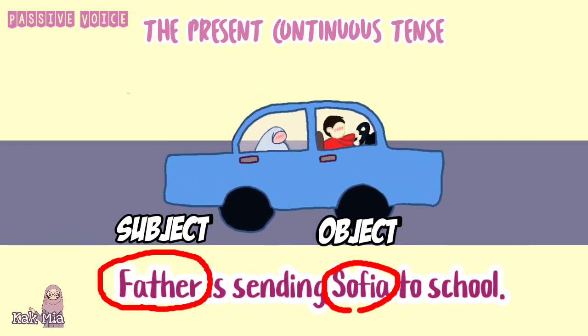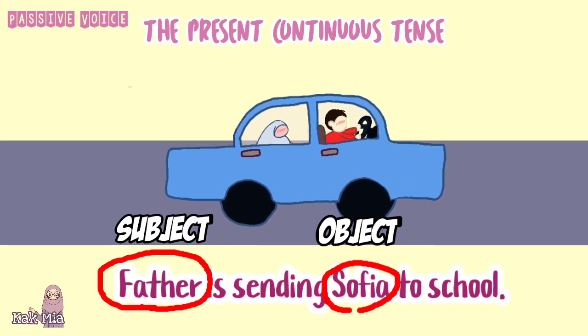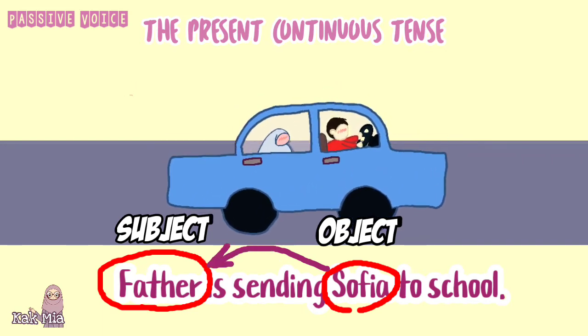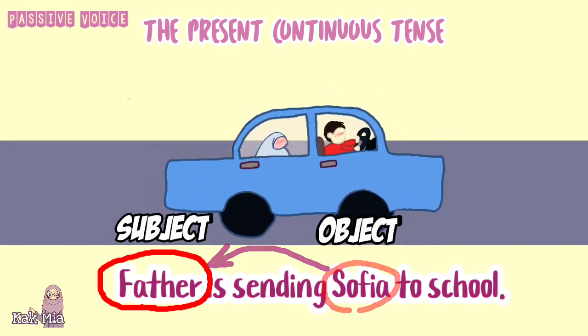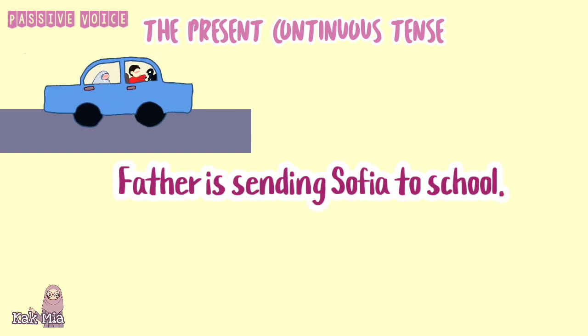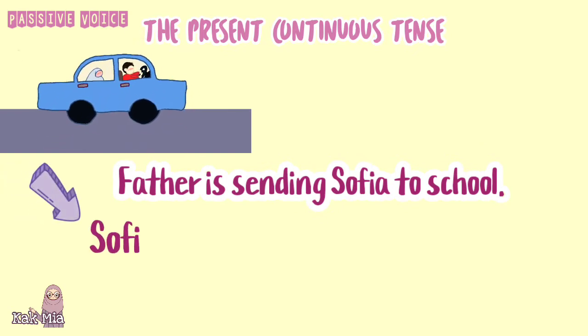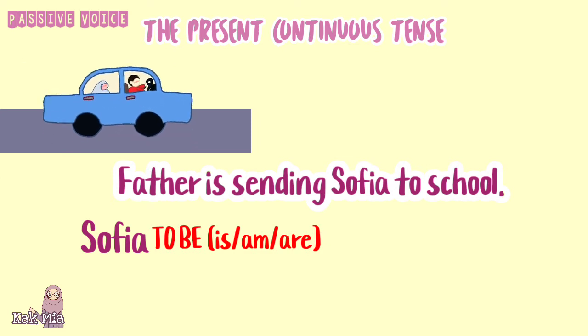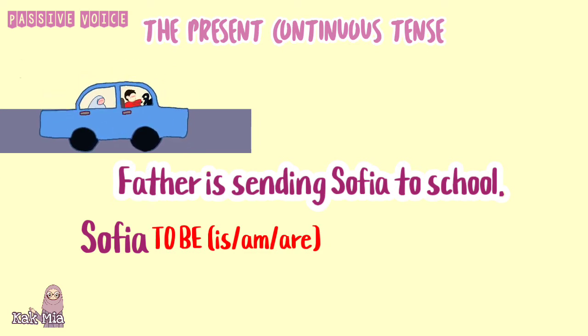To change this sentence into its passive voice, we have to put the receiver, Sophia, at the beginning of the sentence. Here we go. We write it down here. After that, we insert a suitable to be for Sophia. And the suitable one is.